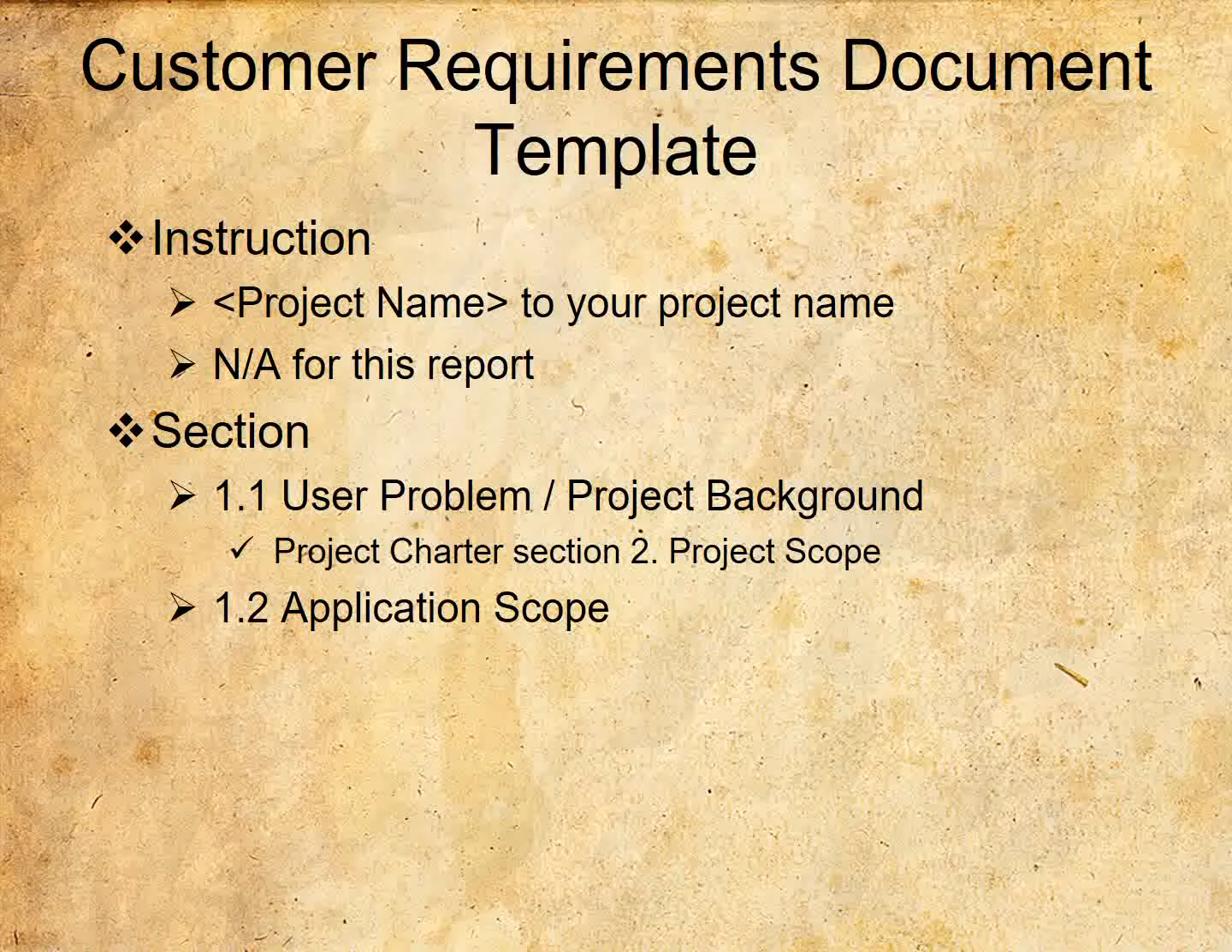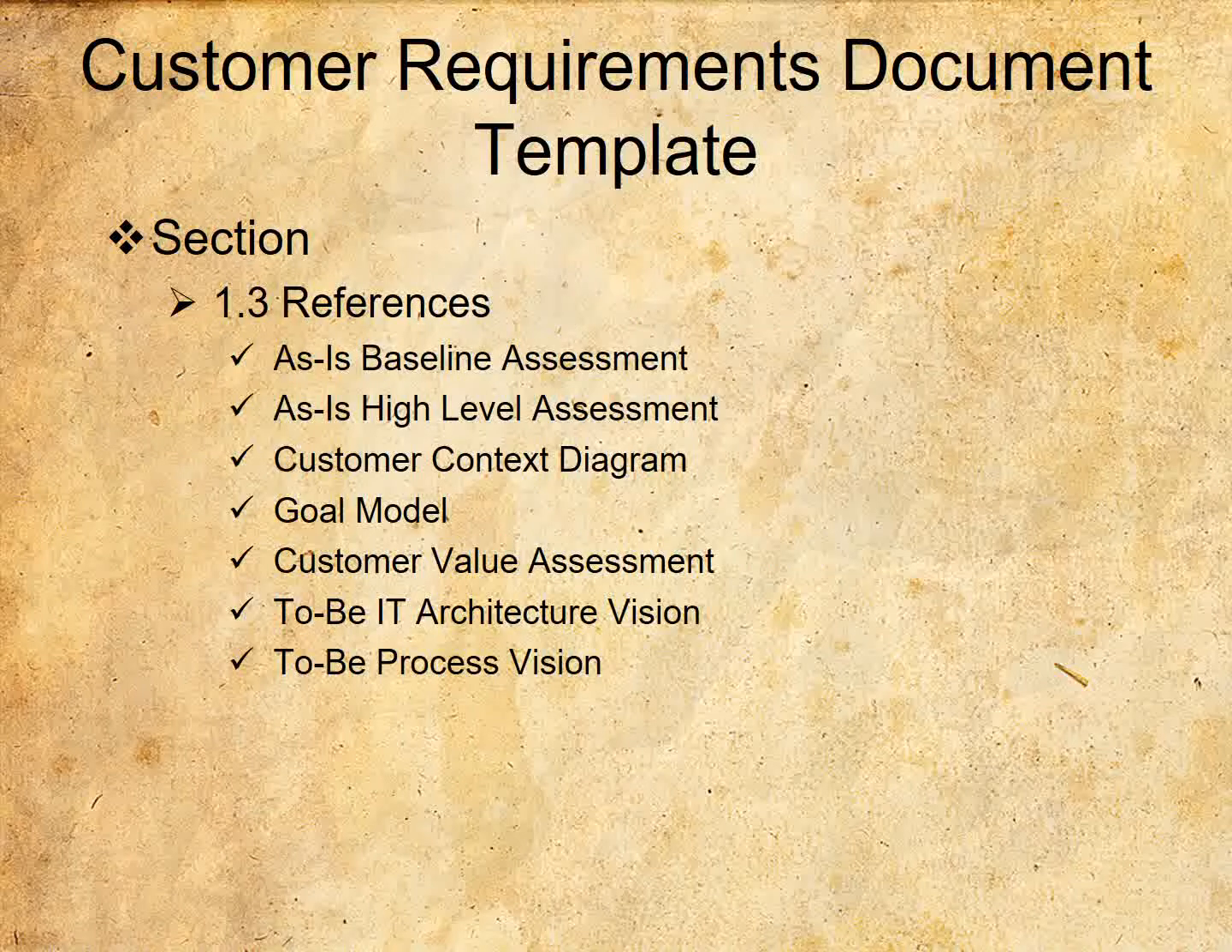Sometimes customers request features that are too expensive, or do not fall within the intended product scope. The objective is to have a clear understanding of the scope of the work and understand the operating environment, so that the requirements gathering can be more precise and efficient. Section 1.3. References. List all documents that serve as inputs to the customer requirements document.